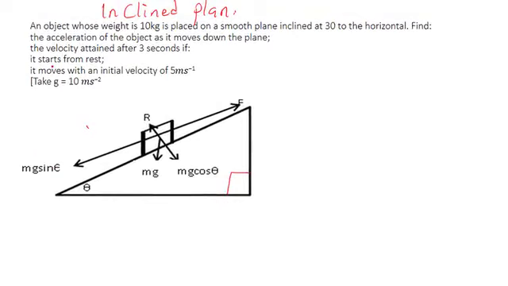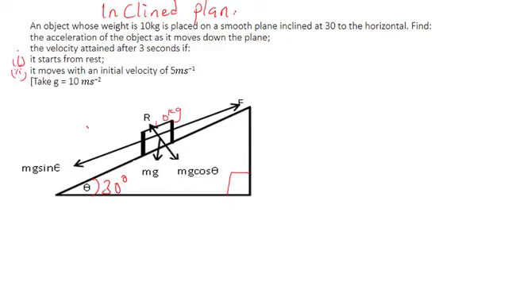Now let's solve the question that is in front of us. An object whose mass is 10 kg is placed on a smooth plane inclined at 30 degrees to the horizontal, so this angle theta is 30 degrees. Find the acceleration of the object as it moves down the plane, and the velocity attained after 3 seconds if it starts from rest, and if it moves with an initial velocity of 5 meters per second. Now let's start.